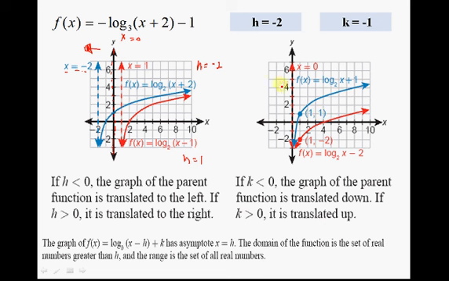So that's how it goes to the left and right. Well, look at what k does. K pushes it up and down. So when k is positive, it pushes it up. When k is negative, it pushes it down. This is how the general form behaves in relationship to the parent function.